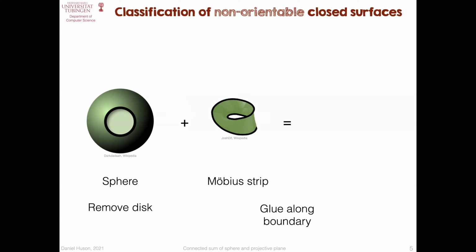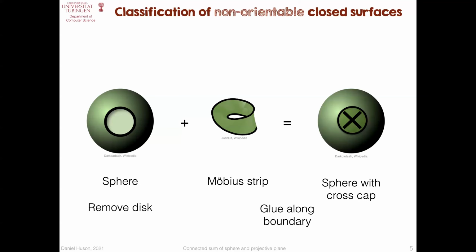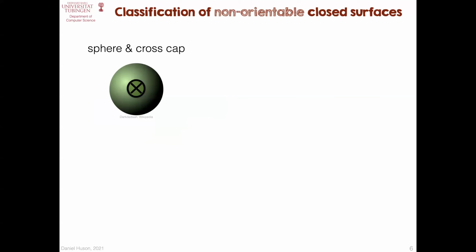So what you can do is glue this Möbius strip into that hole that we cut in the sphere along the boundary, and what you get is a sphere with what's called a cross cap. A sphere with a cross cap is a projective plane, and in this picture of the projective plane, you can see what a cross cap looks like. But I'm not good at drawing those kinds of configurations, so I'm just going to use a circle with a cross in it for a cross cap.